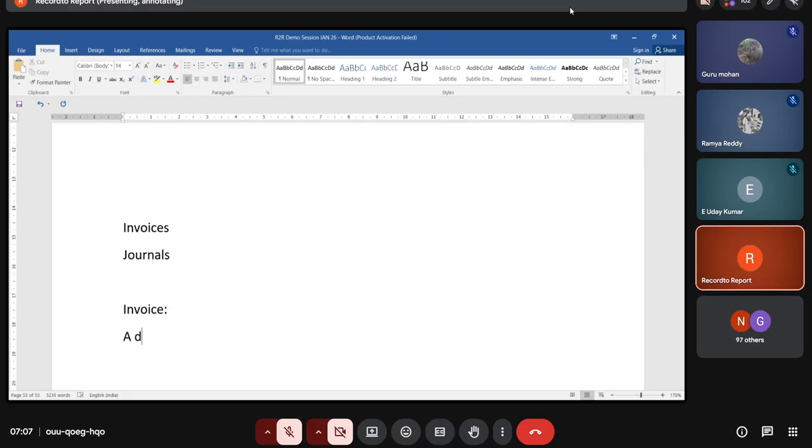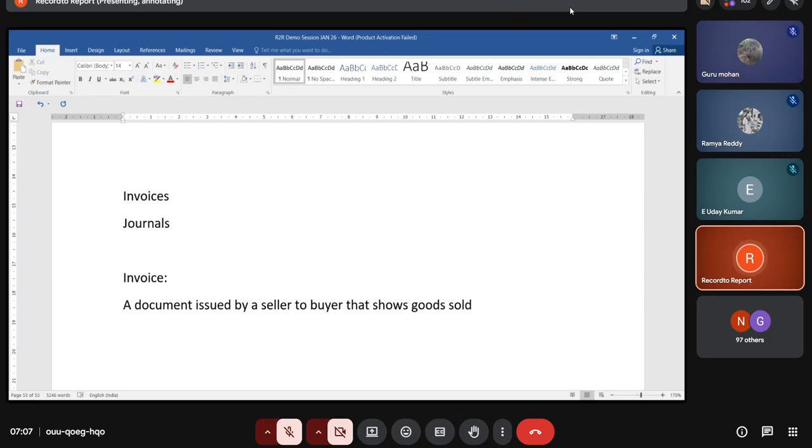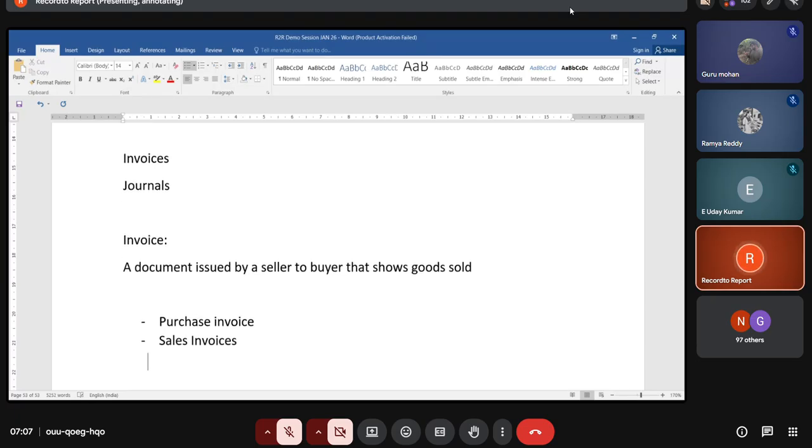a document issued by a seller to a buyer. That shows goods sold. Okay. Like purchase invoices and sales invoices.